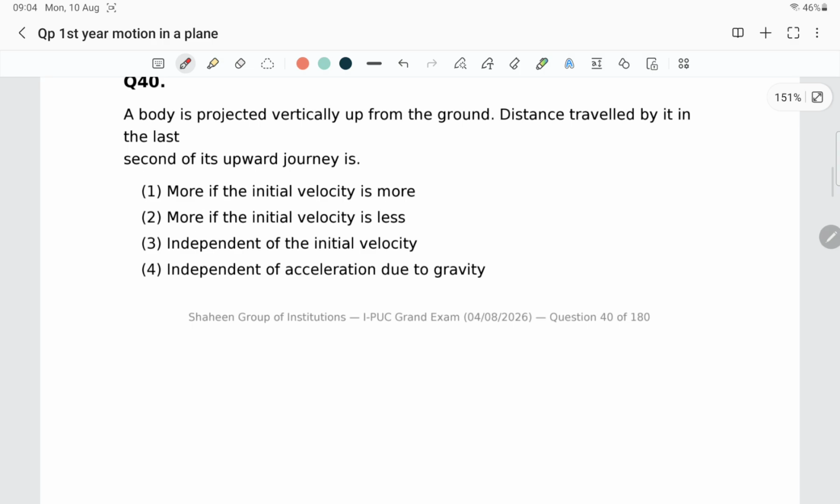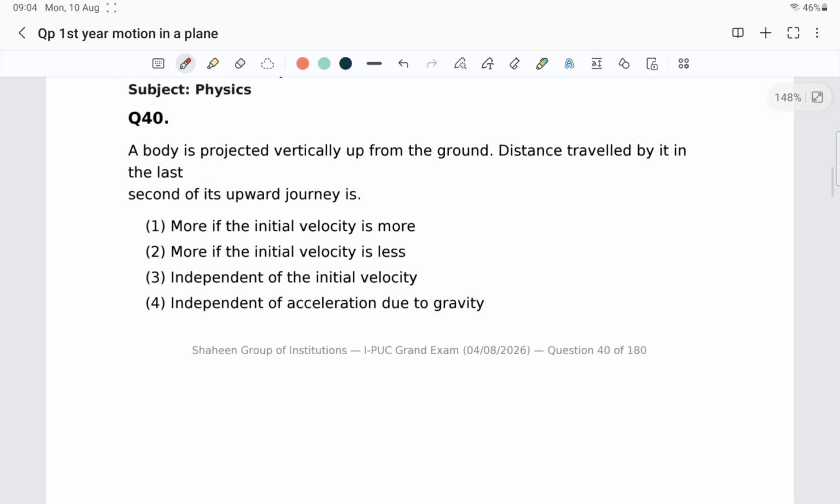Let's move on to question number 40. A body is projected vertically up from the ground. Distance traveled by it in the last second of its upward journey. Yes, distance traveled by it in the last second before reaching maximum height, isn't it? So I can write S is equal to u minus g by 2. S is equal to u minus g by 2. So the answer 1, more if initial velocity is more. Yeah, so this is how you can get it.